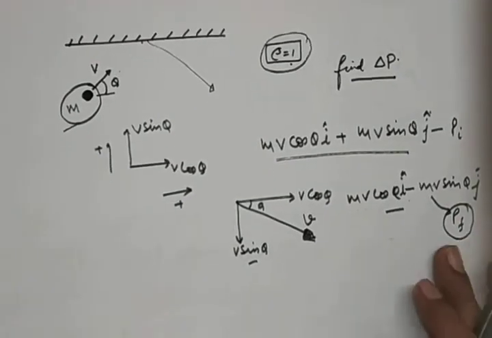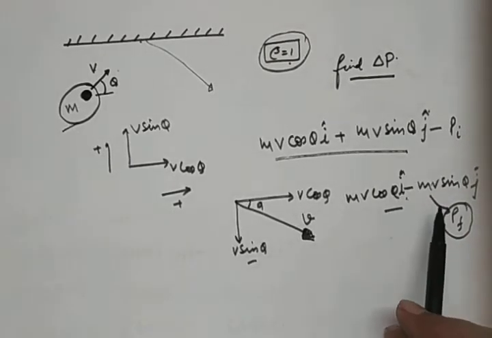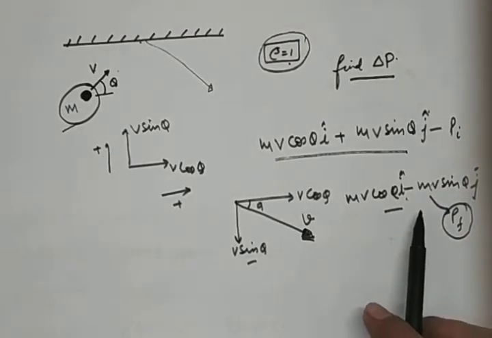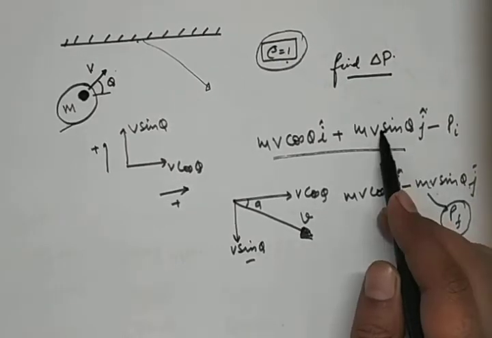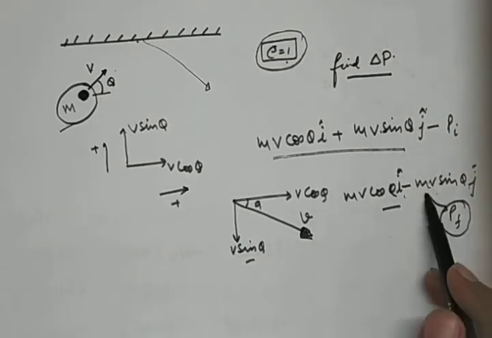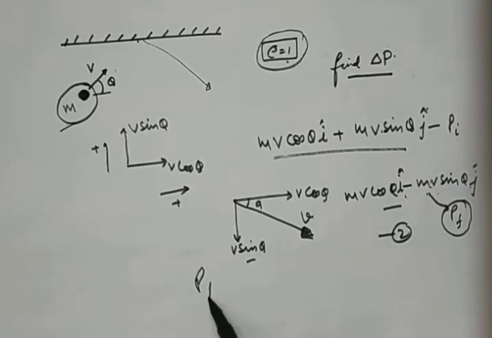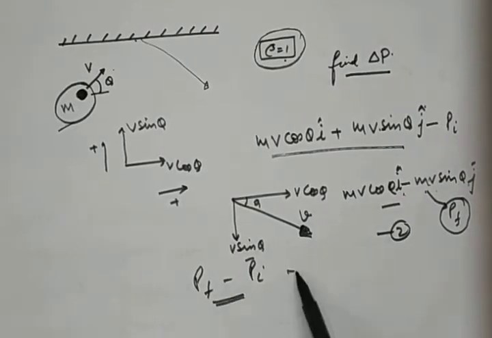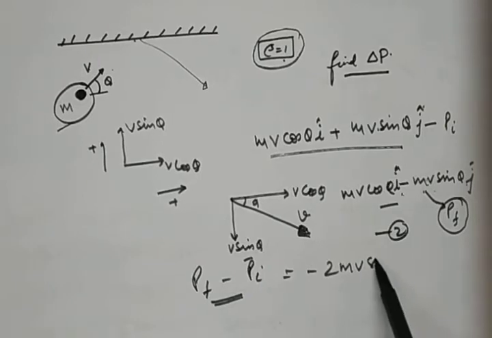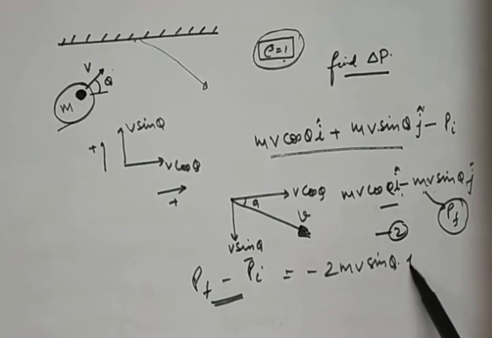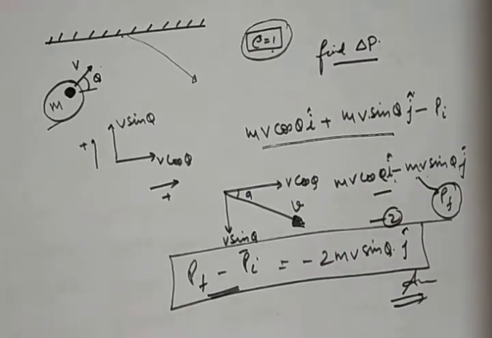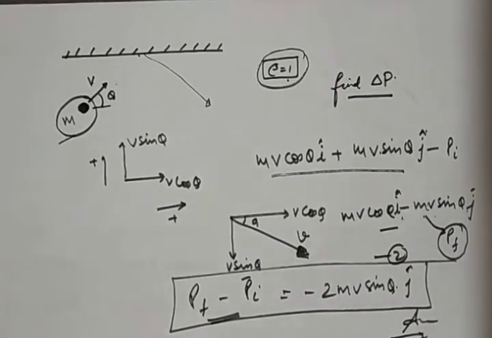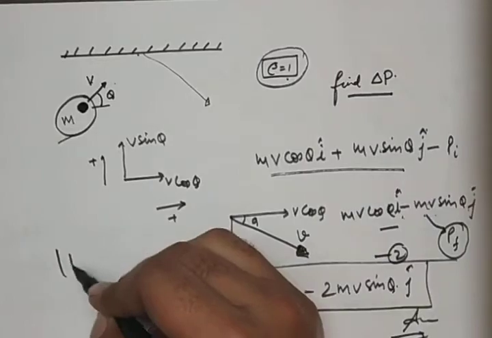So what is the change in momentum if you subtract? That will be minus mv sin theta, and this will also become minus mv sin theta. So PF minus PI will be minus 2mv sin theta j cap. This will be the answer. Okay, this was a 1 mark question.